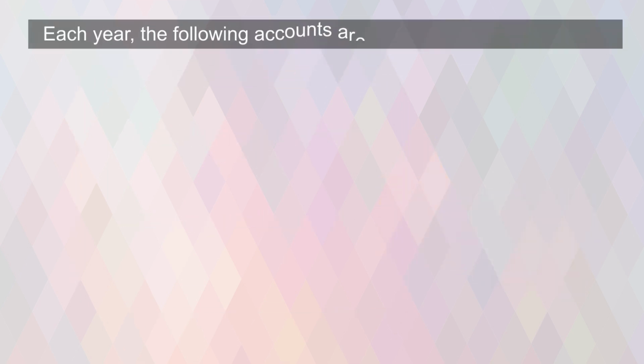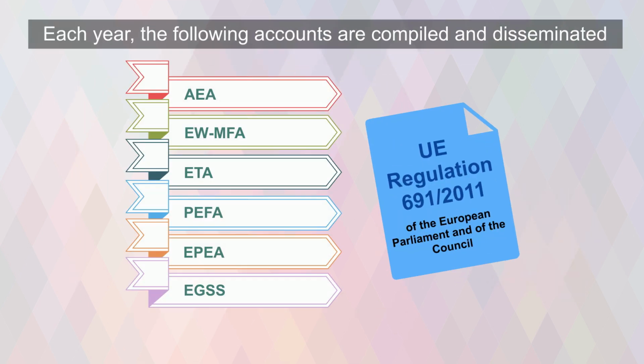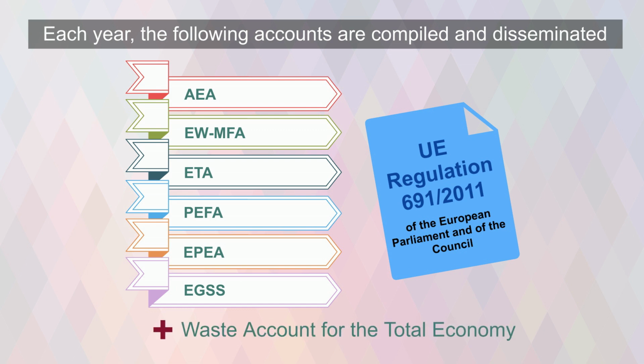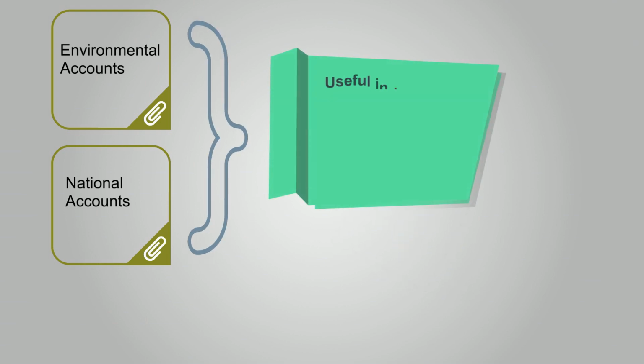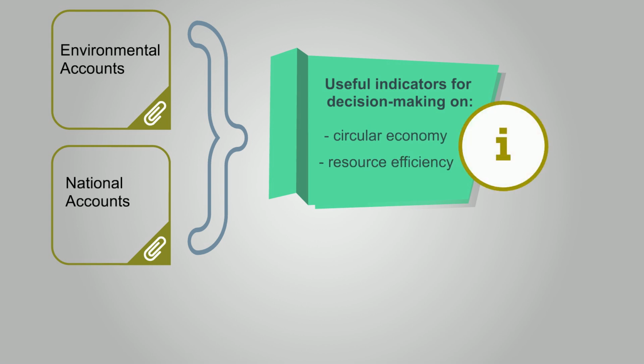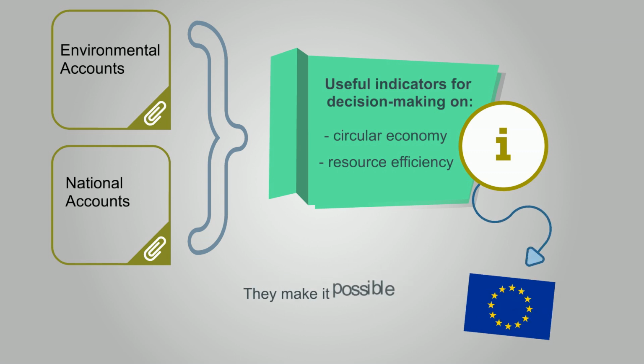At present, each year, the 6 accounts required by the regulation are compiled and disseminated, together with the waste account for the total economy. Based on the information provided by these accounts and the national accounts, it is possible to calculate significant indicators useful for decision-making on the circular economy and resource efficiency. These indicators make it possible to follow up strategic issues at EU level.